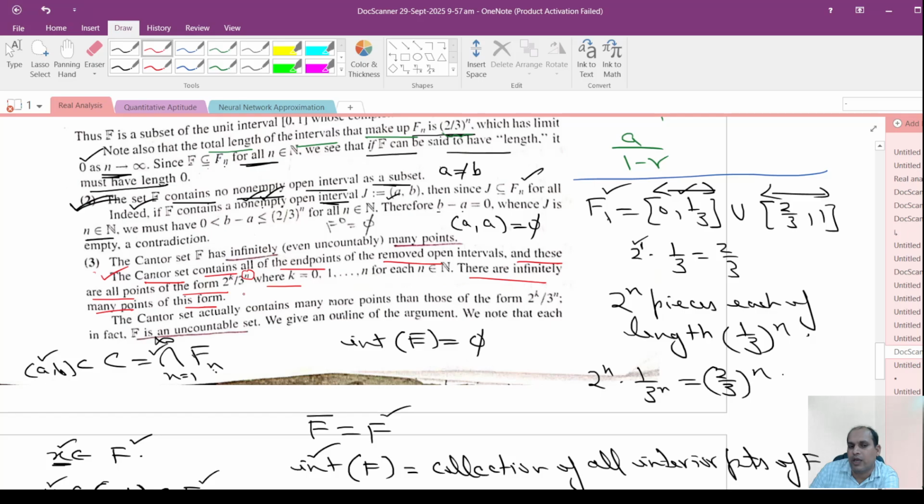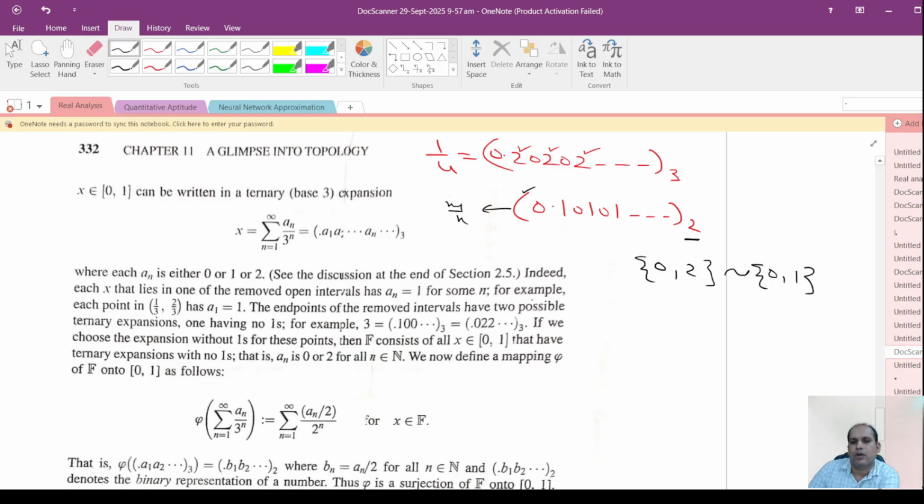So we need to claim that this is uncountable, because a countable union of countable sets is countable, so I cannot conclude anything from here. Obviously there are infinitely many members. Now within infinite, whether it is countable or uncountable, that is our next part. So the claim is that F is an uncountable set.